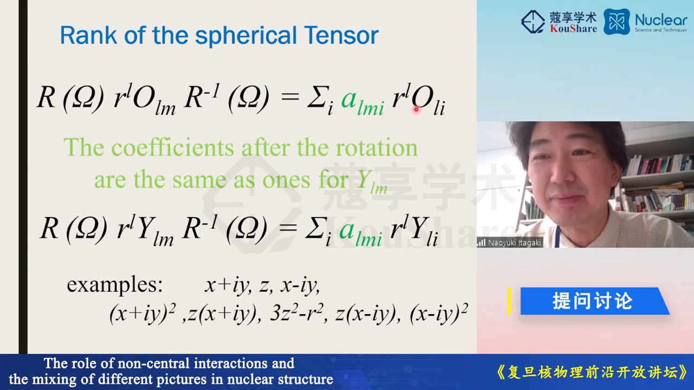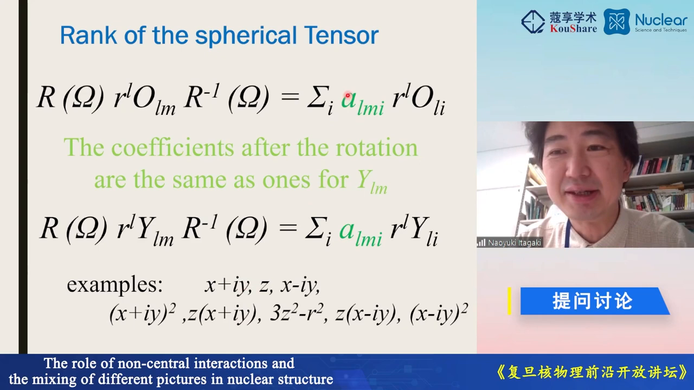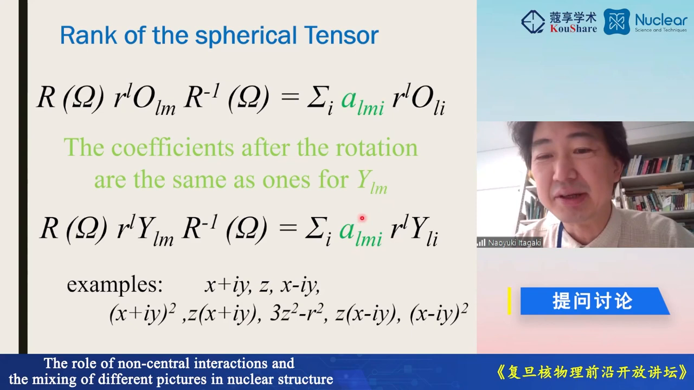I just would like to say that now I understood your question. So, okay, for instance, these are the rank two spherical tensors: x plus i y squared, or zz. These are some examples of the rank two tensors, and these are the examples of rank one tensors. So if you rotate, then you get some coefficients, but they are the same as the ones for the spherical harmonics.